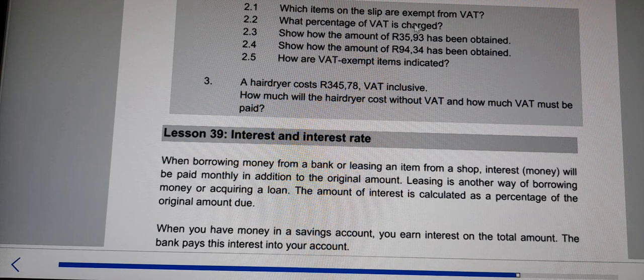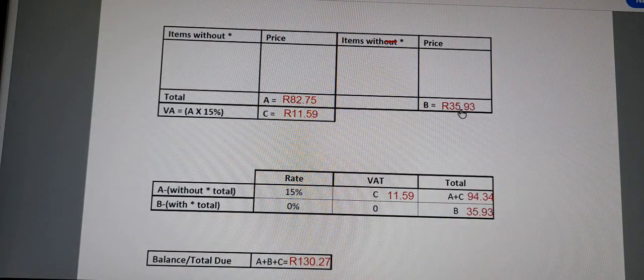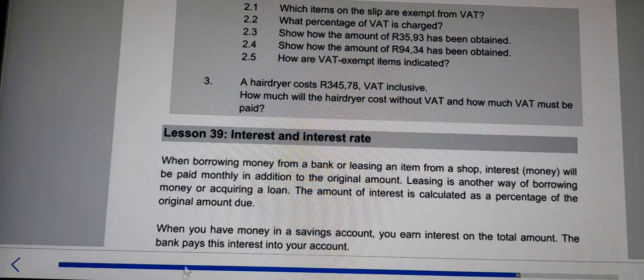What percentage of VAT is charged? We were given the percentage, it was 14% in that case. Okay, and then show how the amount of 35 rand 93 has been obtained. Then this is where you go to the table. You know that they've taken all the items with an asterisk, and so in your answer, you will just add all the amounts with the asterisk and show how they get this 35.93. So for example, your answer should be, let's go back to the question.